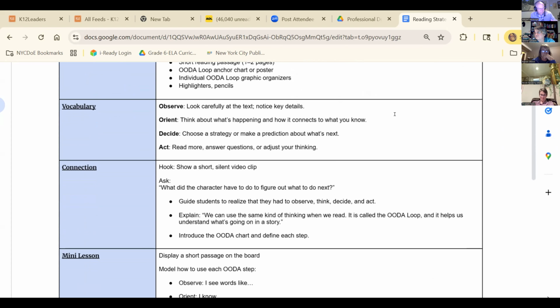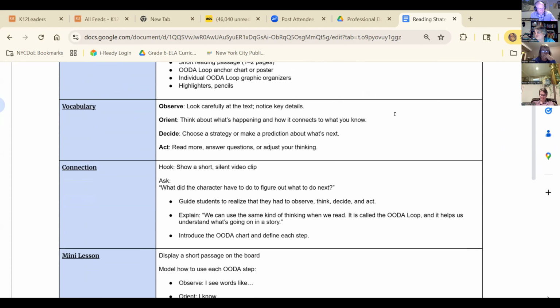And then for the quick wrap up, which is the reflection piece, you want to review the OODA steps together. You want to ask questions like: How did using the OODA loop help you understand the story better? Which step was easiest or hardest for you? You also want to, as a teacher, reinforce that reading is about thinking actively, not just saying the words. So that whole concept of metacognition.